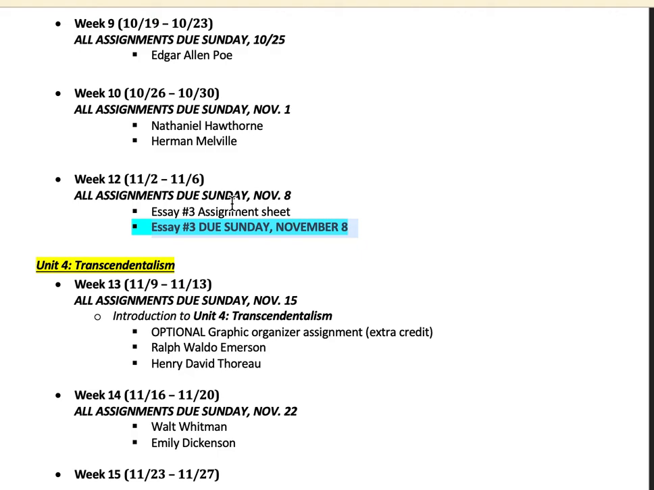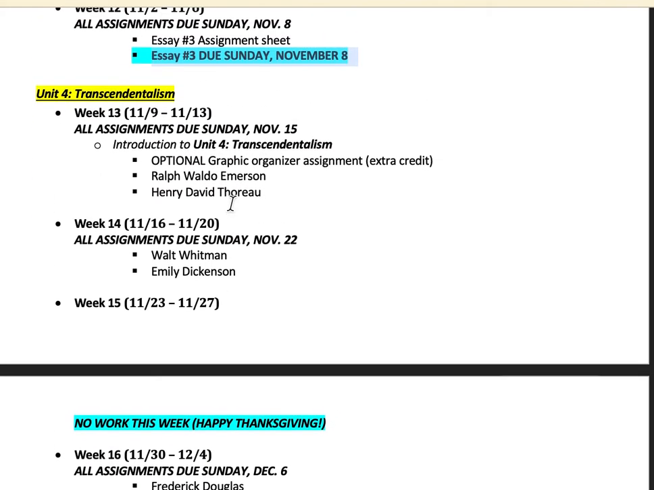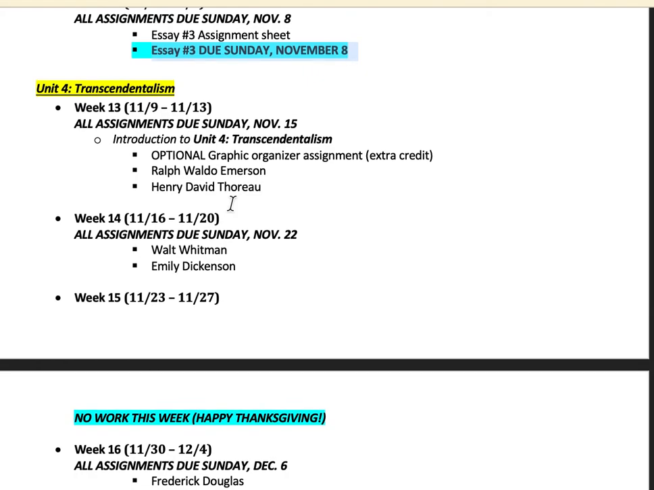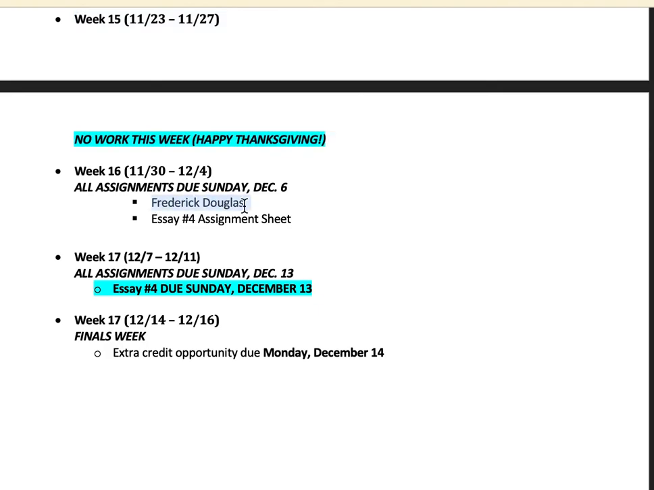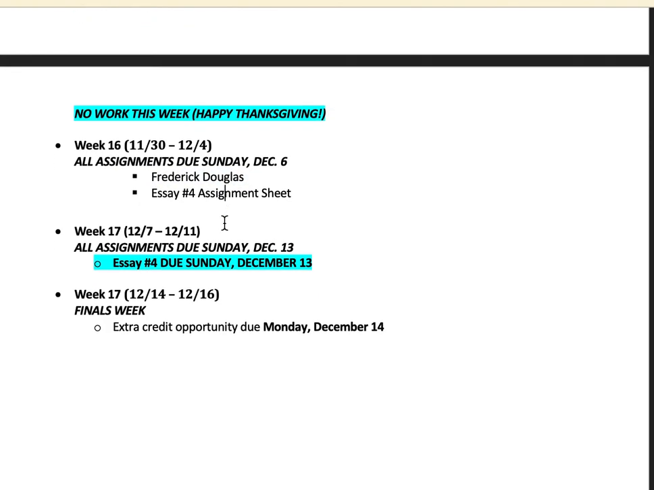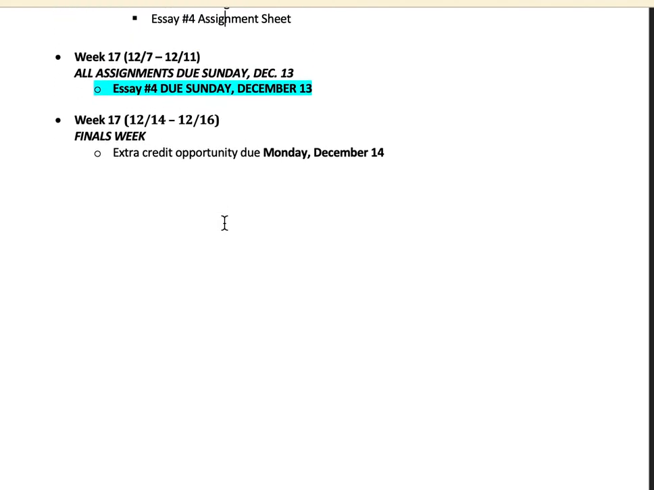And then your fourth unit is a Transcendentalism unit, and that will take us basically right up to Thanksgiving. So you'll have an optional extra credit assignment here, but by week 15 is Thanksgiving, so you will have no work that week. When you come back, you'll have one more author to read, Frederick Douglass, and then you will have your essay 4 assignment sheet, and you'll have the full week here to finish your essays.